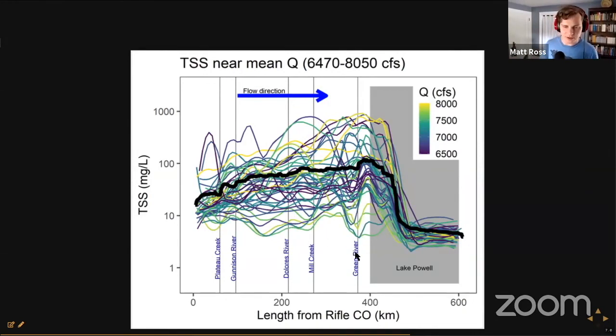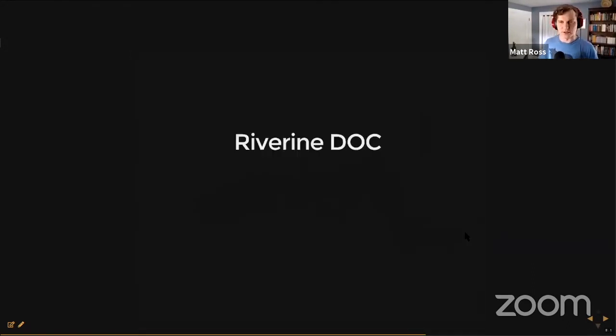Is the Green River diluting the Colorado River? Is it adding sediment from these images? And this is sort of just the really early phases of this work. I'm just going to keep going.